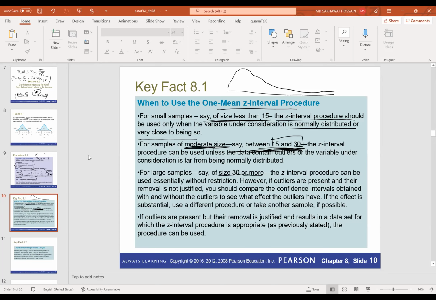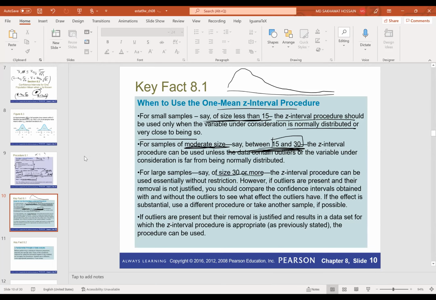If we have two similar confidence intervals, then z interval is fine. But if with outliers and without outliers we have two really different confidence intervals, in that case we cannot use z interval. That will be a wrong procedure. And if outliers are present but their removal is justified, if we can remove them, then we can use the z interval procedure to construct the confidence interval.